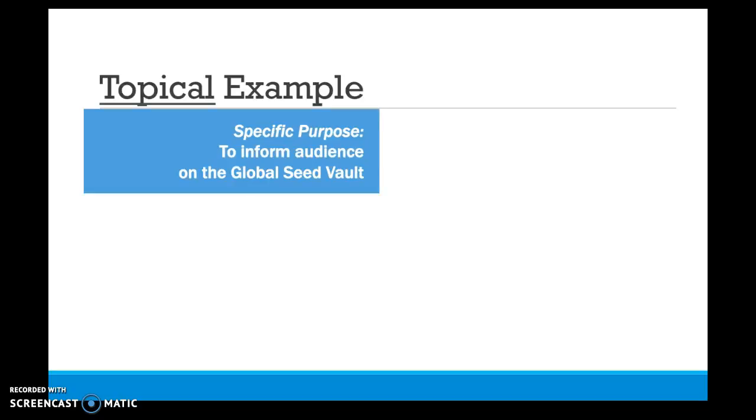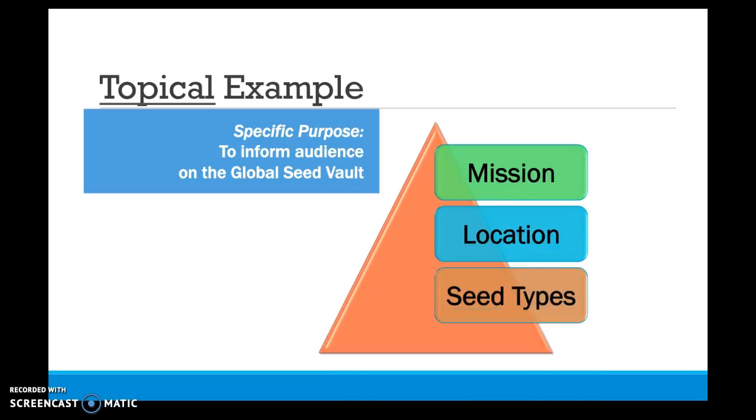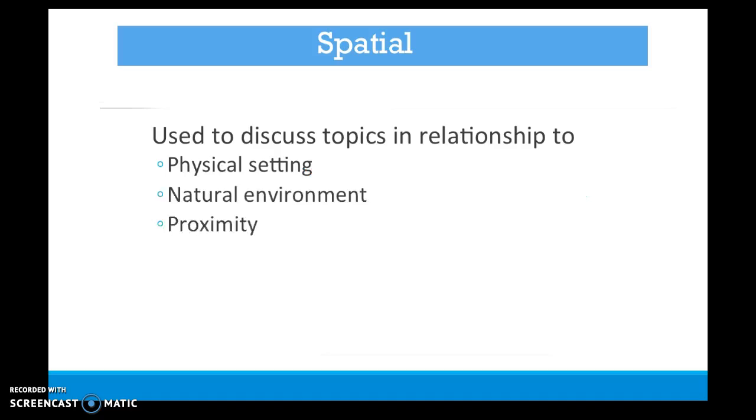So topical might work like this. So the specific purpose here, to inform an audience on the global seed vault. You're going to talk about first the mission, then the location, then the seed types. Next is spatial. Spatial recognizes space as a way to arrange the speech. Often it's used for descriptions of places, directions on how to get somewhere.